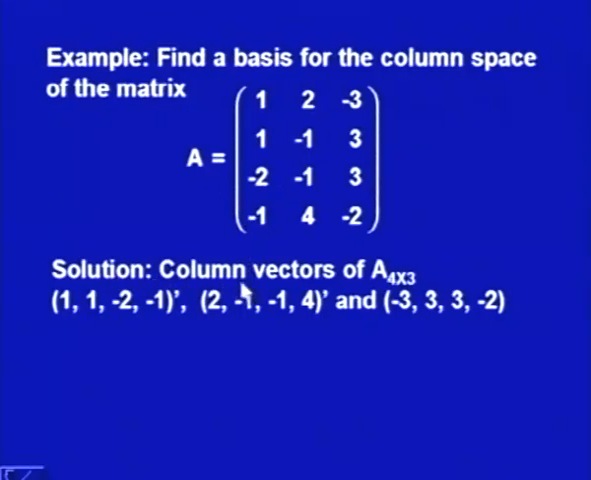So, we have these column vectors, and I am denoting them in this particular manner just to save space. So, 1, 1, minus 2, minus 1 are not written vertically but horizontally, and this represents that it is the transpose. So, this row vector transpose will make it a column vector. So, we have 3 column vectors as I have illustrated.